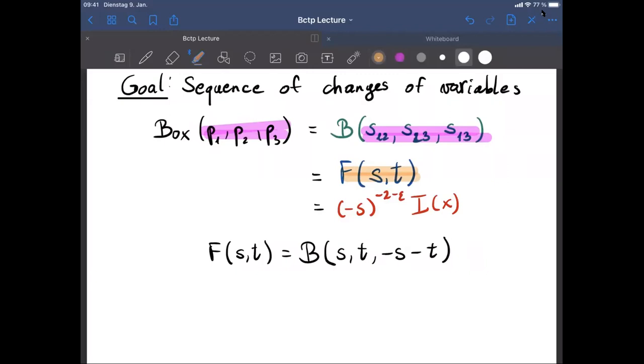And we said yesterday, if you have a function which depends on a certain number of scales, by dimensional analysis, you can always pull out one scale. And then the rest is a function of ratios. So x here is t divided by s.